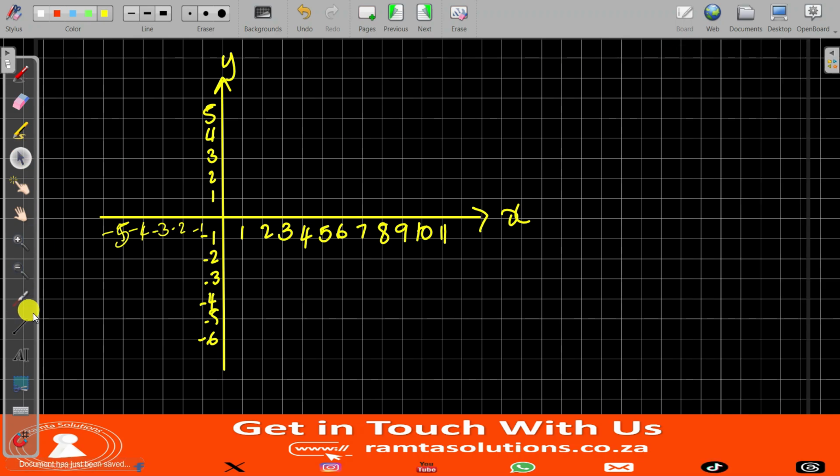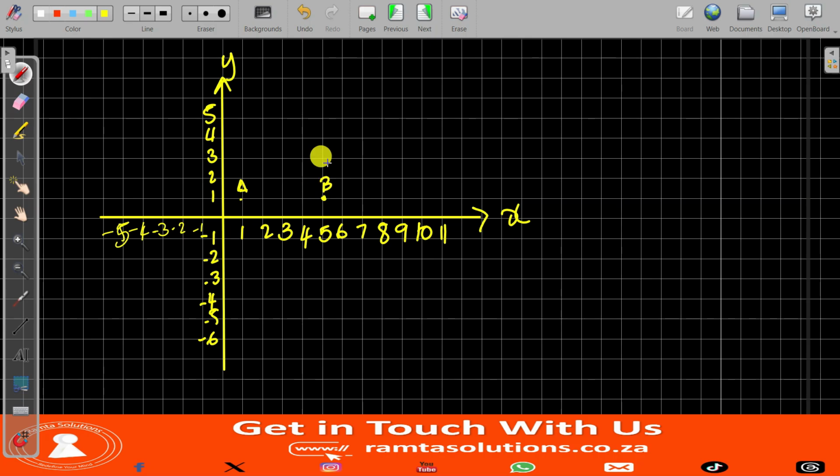So let's see. Point A was 1 and 1. Here it is. Then point B was 5 and 1. Here it is. This is point B.